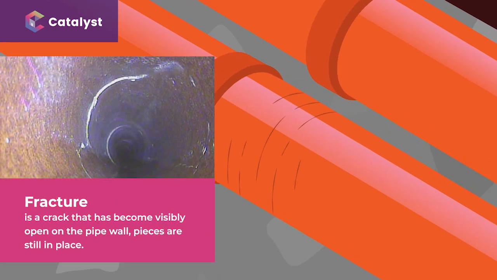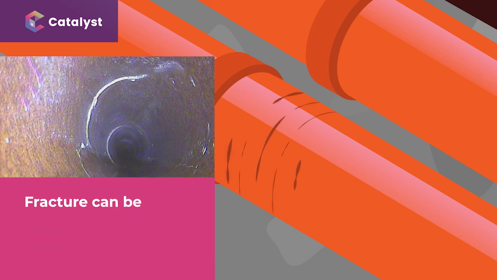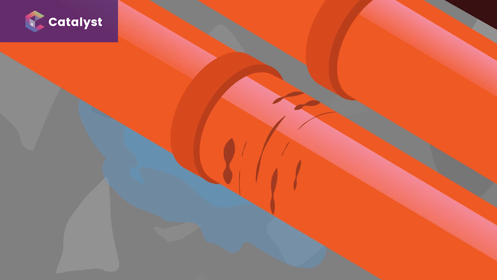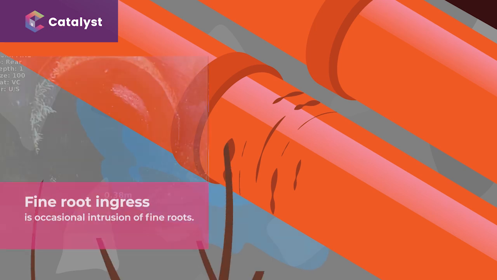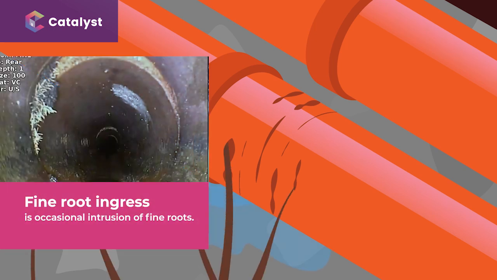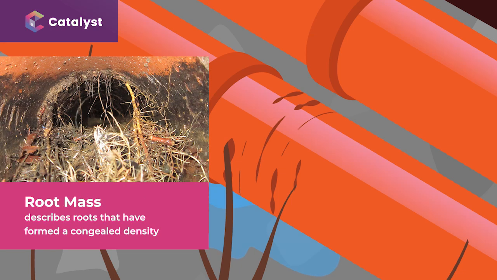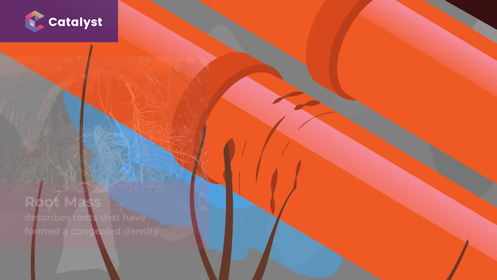A fracture is a crack that has become visibly open on the pipe wall. Pieces are still in place. Just as with cracks, fractures can be circumferential, longitudinal, multiple or spiral. Root ingress is coded in three main ways. Fine root ingress is occasional intrusion of fine roots. Taproot ingress is an individual root thicker than 10 mm. Root mass describes roots that have formed a congealed density.